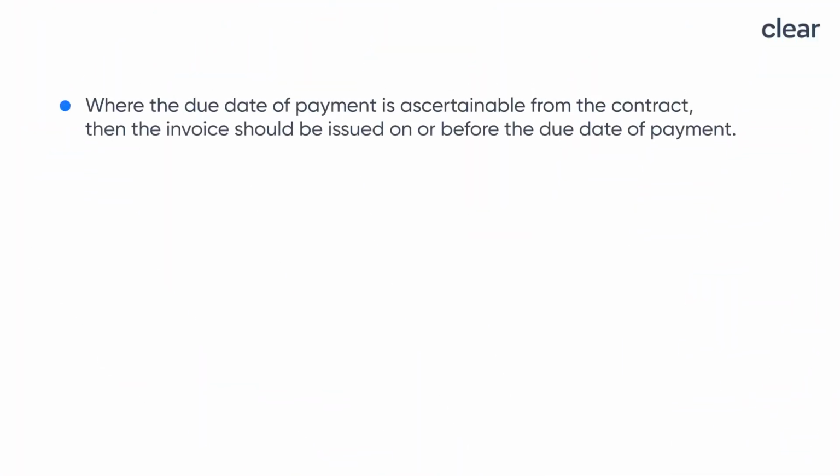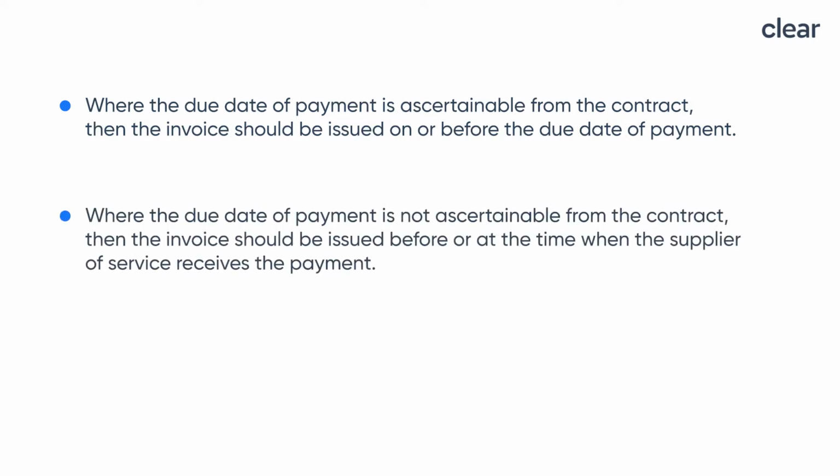So what about the cases where there is a continuous supply of services? Well, in such cases of continuous supply of services, then invoice is required to be issued in three different scenarios. First one, where the due date of payment is ascertainable from the contract, then invoice must be issued on or before the due date of such payment.